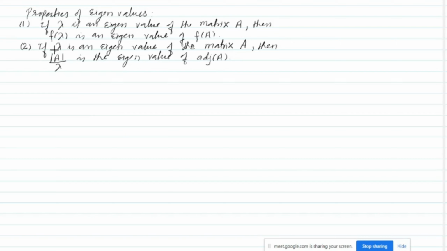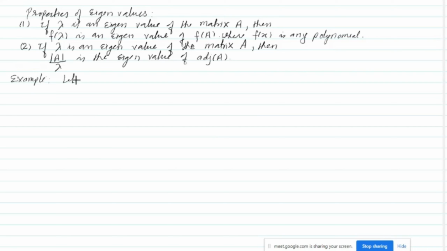f of lambda is the eigenvalue of the matrix f of A, where f of x is any polynomial in x. Okay, so let us do some problems based on this, then you will understand the properties of eigenvalues. So we write down the example.